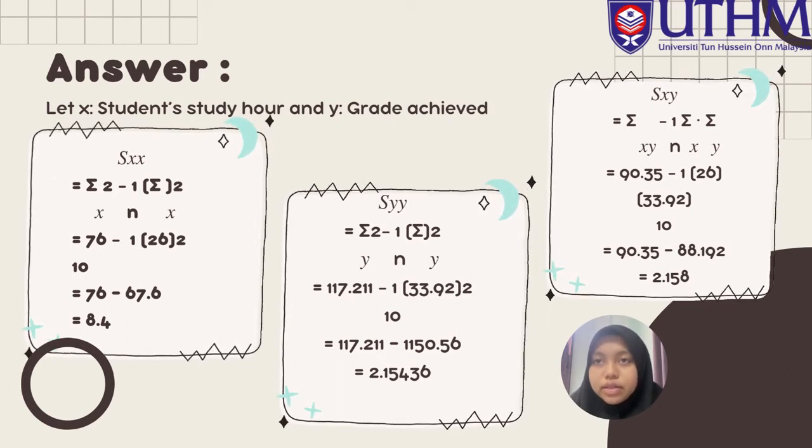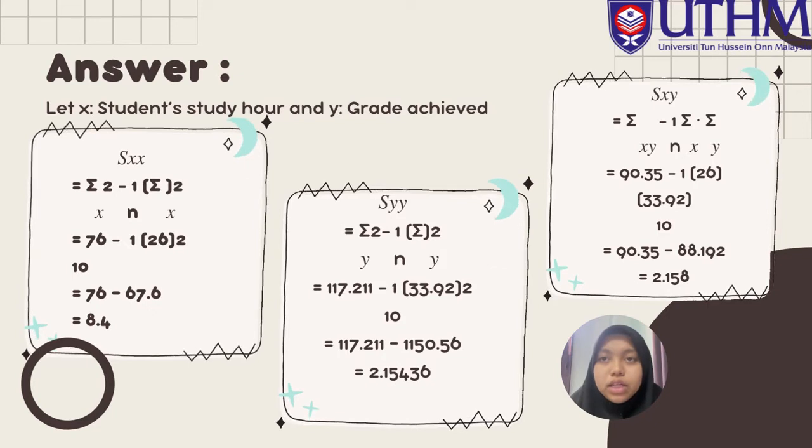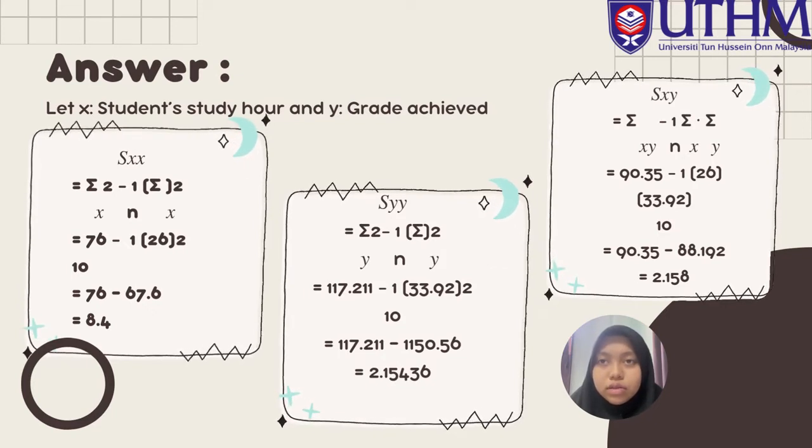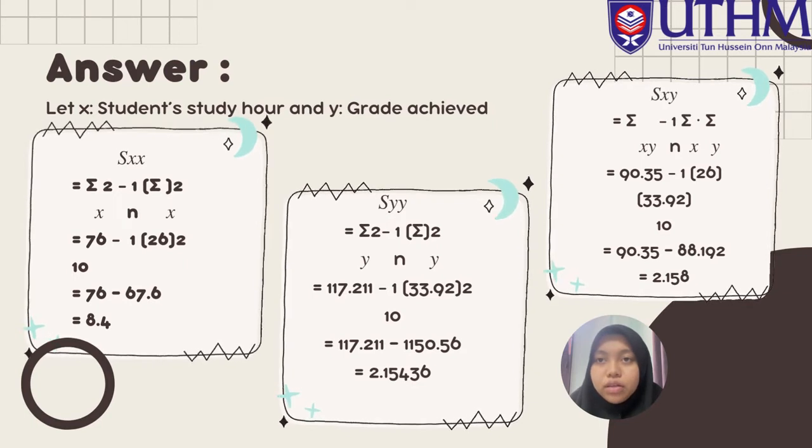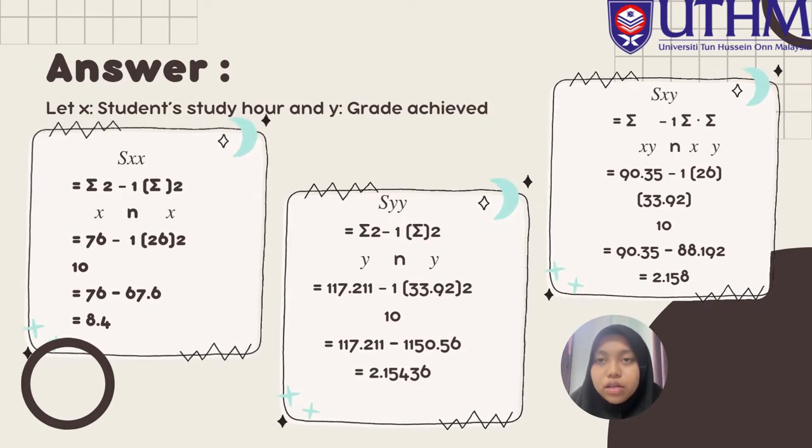And for Sxy, the formula begins with total xy minus 1 divided by n times total x times total y. Okay, that's 90.65 minus 1 divided by 10 times 26 times 33.72, and it will be 90.35 minus 88.192, and the answer we will get is 2.158.